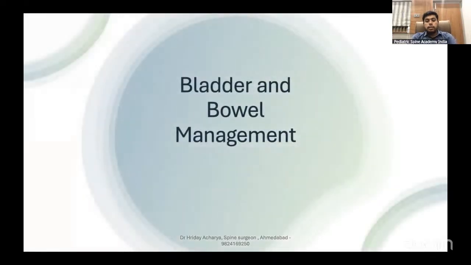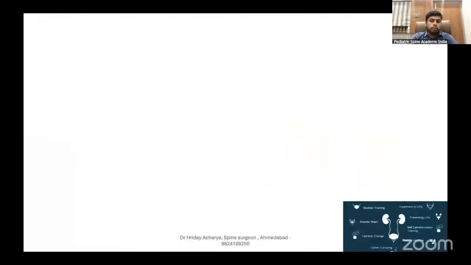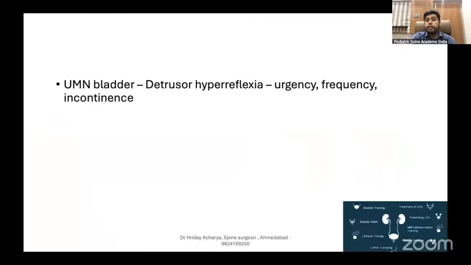Next important thing is bowel bladder management. So bowel bladder training is very important. There are two types of bladders: the upper motor neuron bladder, that is UMN bladder, and the LMN bladder. So always remember that this is a very important question in exam, viva, everywhere. So UMN is what? UMN means spasticity and LMN means flaccidity.